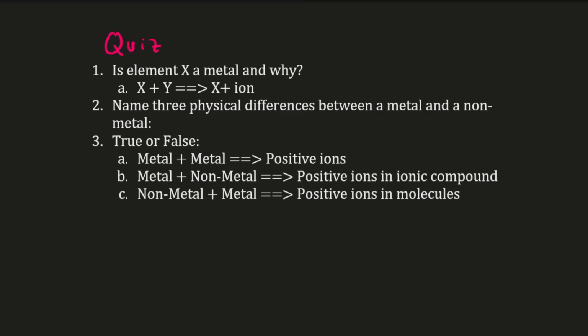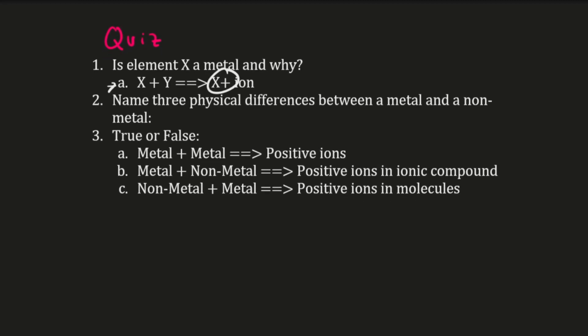So we've got a few reactions here. Anywhere we've got X plus Y goes to X plus and Y minus, that is a reaction. So first question, is element X a metal? You can see X plus Y goes to an X plus ion, and this is a positive ion. So anything that forms a positive ion in a reaction is a metal. So we say yes, it is a metal, and the reason being that it forms a positive ion in the reaction.